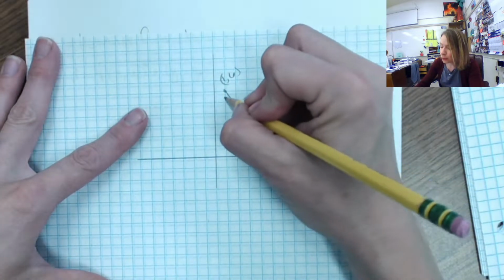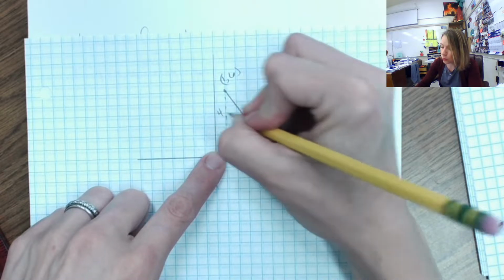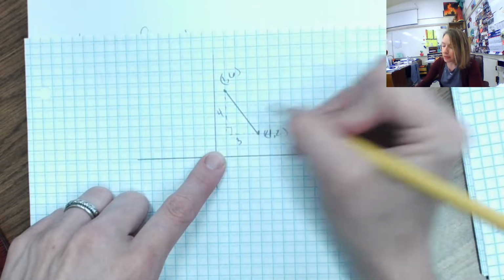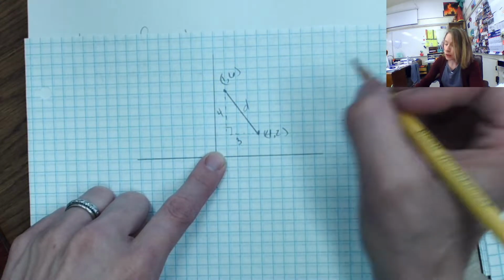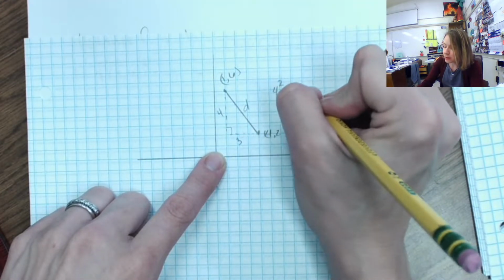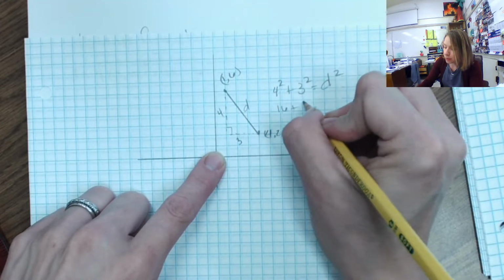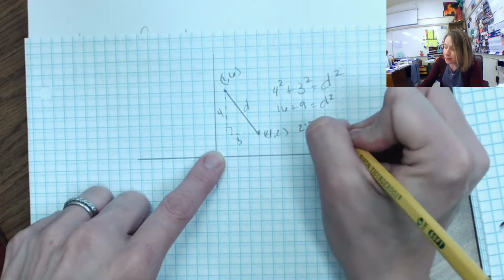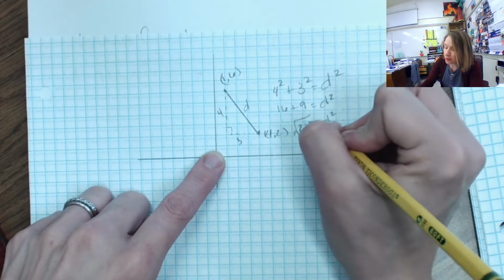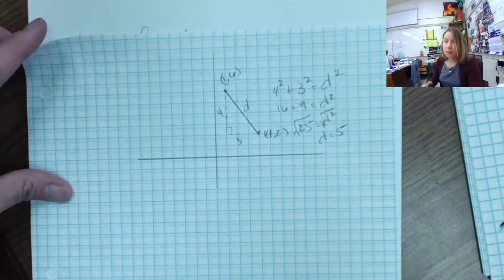But in Math 1, we looked at the slope triangle and said, okay, well this side is 4 and this side is 3. And then we just used the Pythagorean theorem to figure out what my distance was. So I know that 4 squared plus 3 squared equals d squared. So that's 16 plus 9 equals d squared. 25 is d squared, so I have to take the square root of both sides, and I end up with a distance of 5.